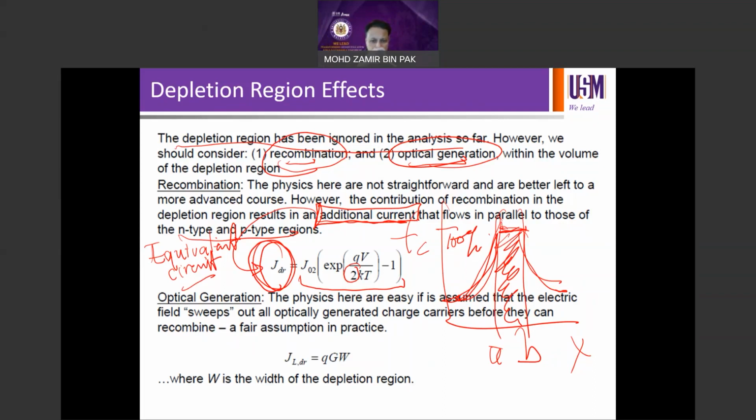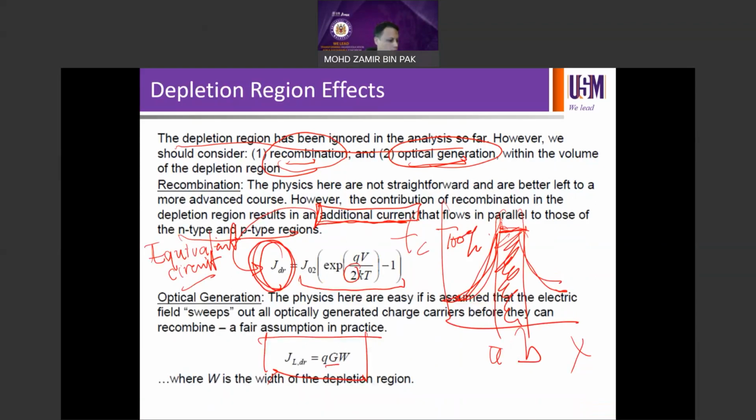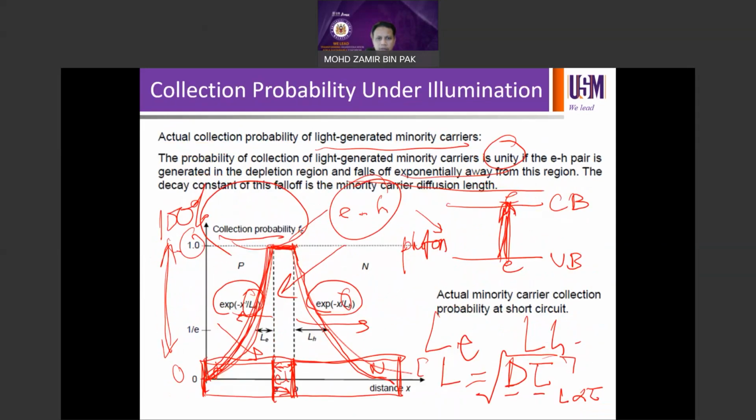Optical generation: the physics here are easy if we assume that the electric field sweeps all optically generated carriers before they can recombine. So we have discussed this equation previously, q times G times W in the depletion region. Yeah, so I think that's all for this particular topic.